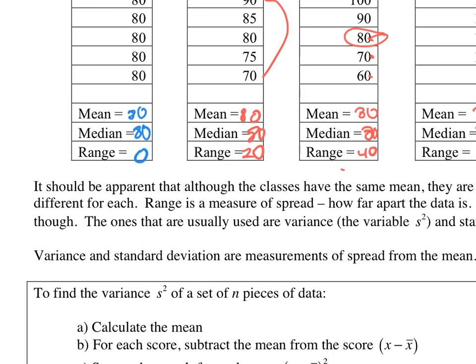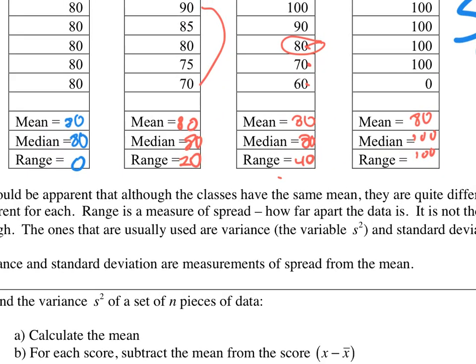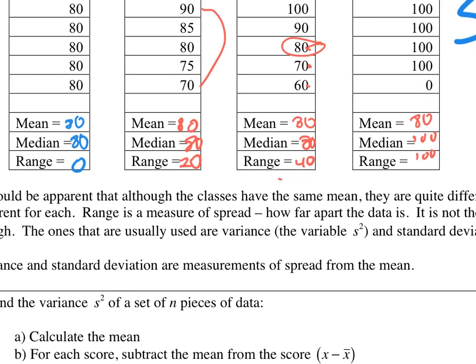The range is quite different for each. Look at that: 0, 20, 40, 100. You need to think about the range as a variation. How do the numbers vary among each other? Obviously, if they're all 80s, they didn't vary at all. If they were all hundreds, they wouldn't vary at all. But the range was still 100.